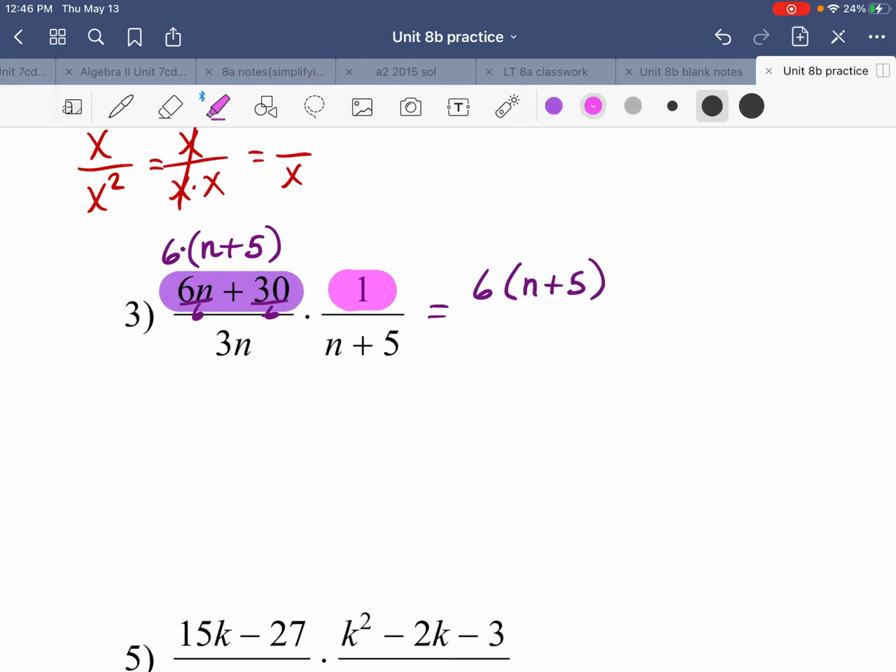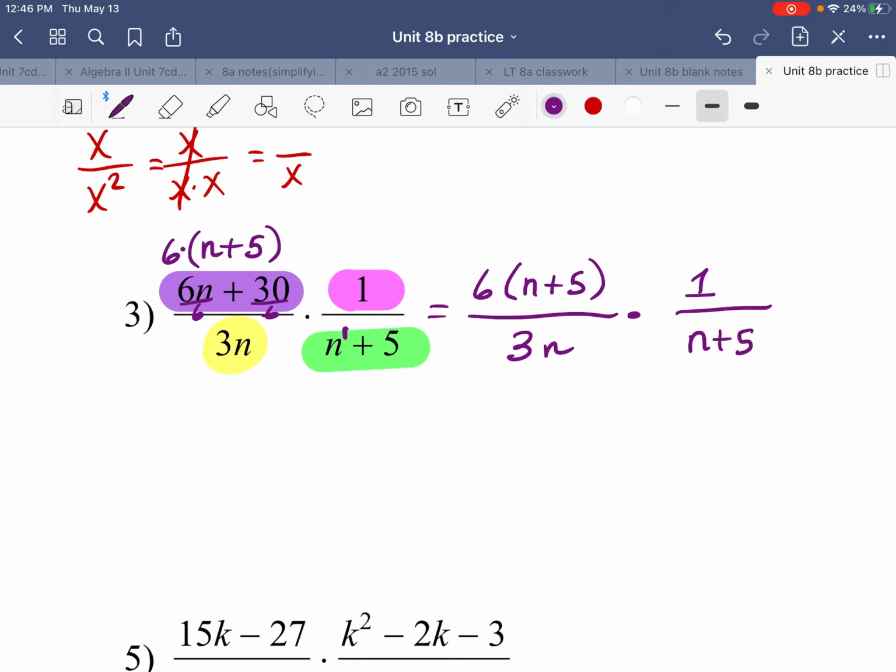Looking at that, nothing I can simplify there. Times 1. Looking at your next denominator, 3n. It's a monomial, so we're not going to simplify anything there, or factor. And then looking at your n plus 5. N plus 5, that's a linear binomial. Is there a greatest common factor? Nope. So that is it. There's nothing to factor there.